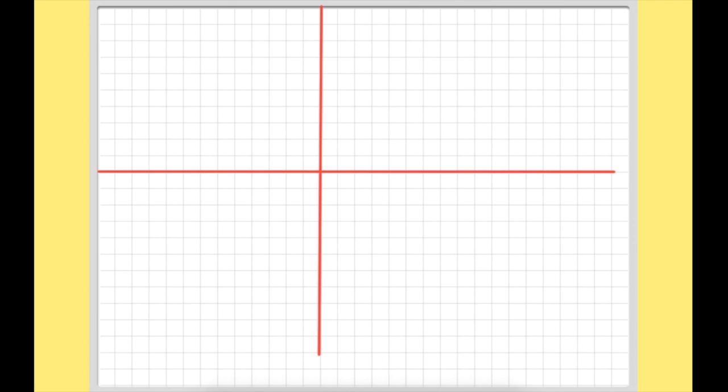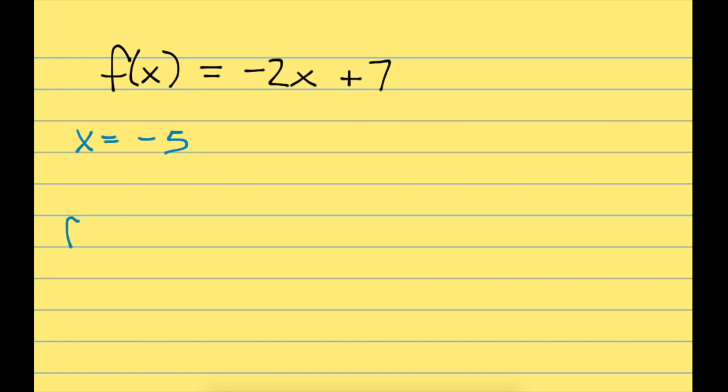So the last thing I want to do today is give you a couple of examples to work on. I want you to take the function f of x equals negative 2x plus 7. And I want you to find the output when x equals negative 5. And I want you to find the input that will give us an output of 14. So give that a shot, pause the video, and when you think you got the answer, unpause and we'll check your answer.